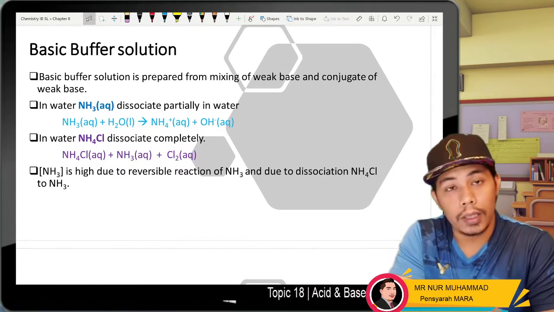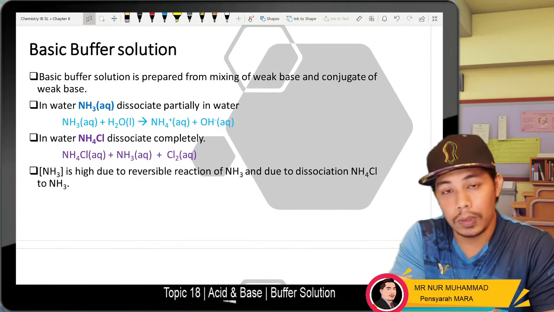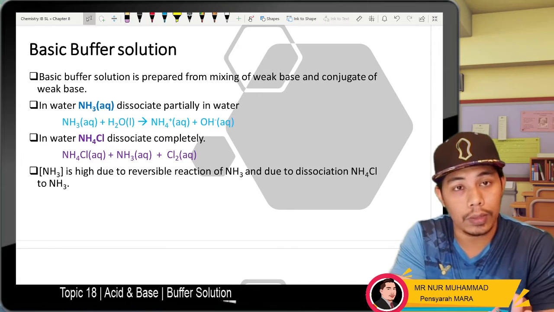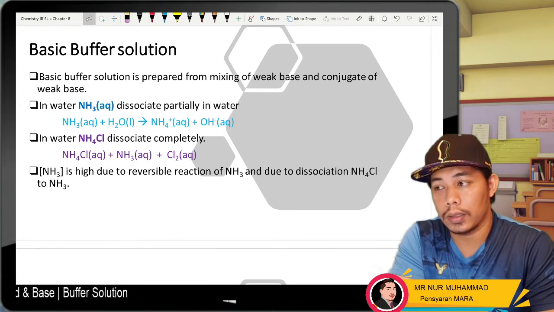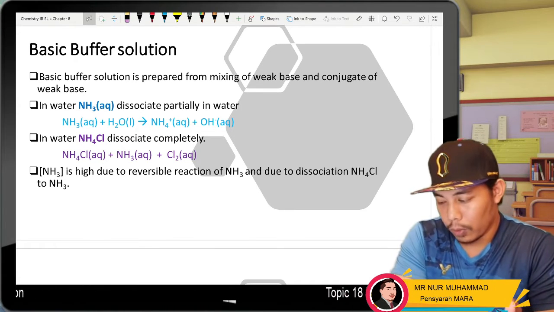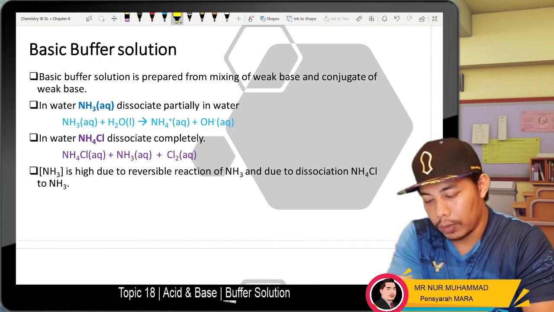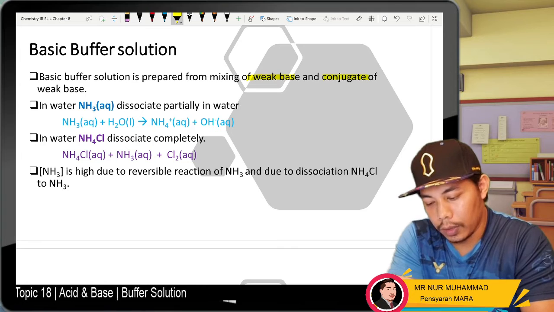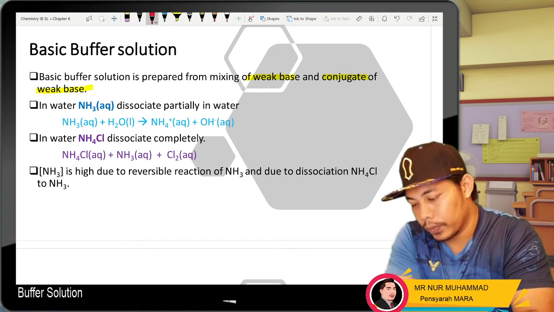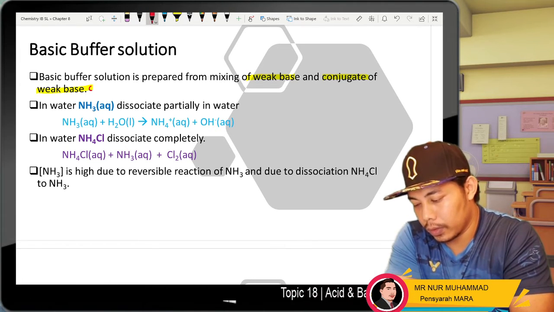Okay, class. Now we proceed to the basic buffer solution. Actually, the concept is the same. Now let's look at what is inside the basic buffer solution. A basic buffer solution is a mixture of a weak base and its conjugate acid.